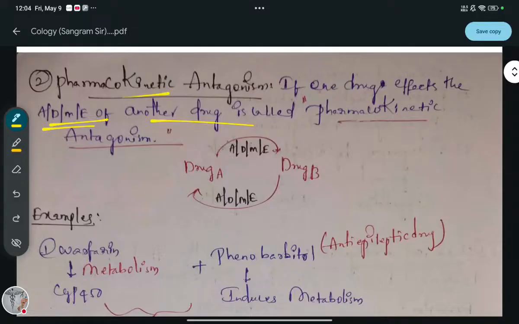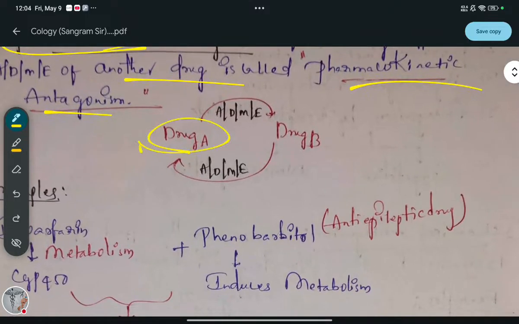So what is pharmacokinetic? It is simply the ADME only. So ADME means absorption, distribution, metabolism and elimination. So if one drug affects the ADME of another drug, then it is called pharmacokinetic antagonism. If drug A can decrease the absorption or distribution of drug B, ultimately what will happen? The effect of drug B will decrease.